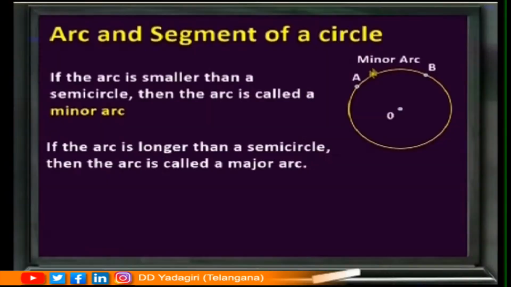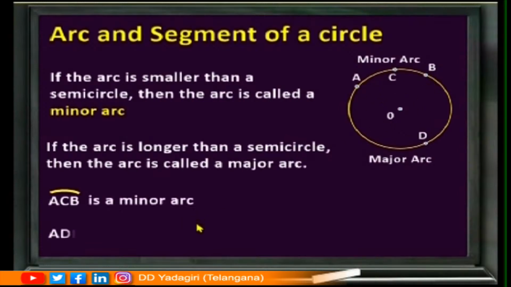So, now we have seen three types of arc: a semicircular arc, minor arc and major arc. That depends on the size of the arc. If the arc is smaller than a semicircle, it is called a minor arc. If it is longer than the semicircle, it is called a major arc. In this figure, AB is a minor arc, and if I mark a point C here, ACB will be a minor arc, and if a point D is here, ADB is a major arc. So, in this circle, ACB is a minor arc and ADB is a major arc.